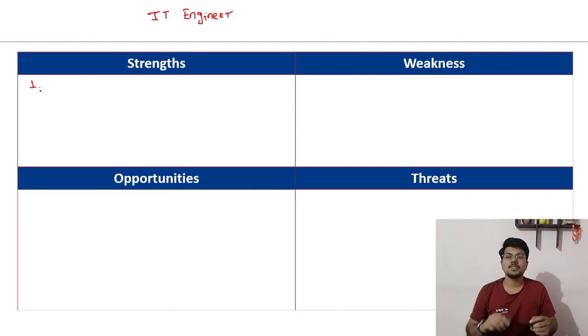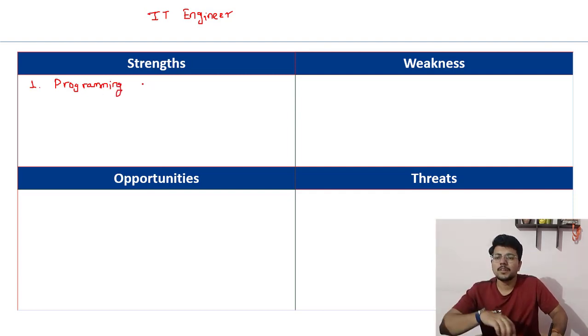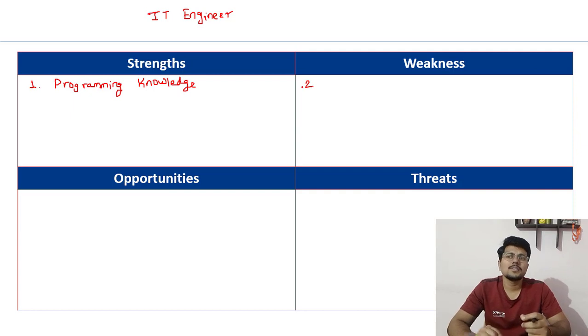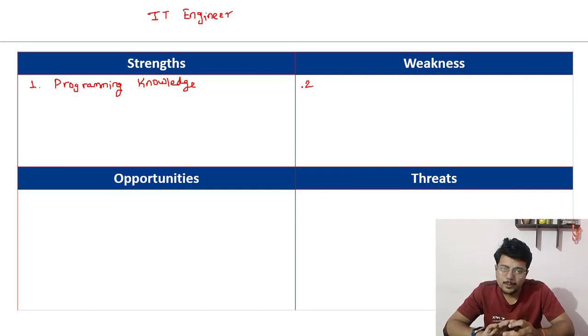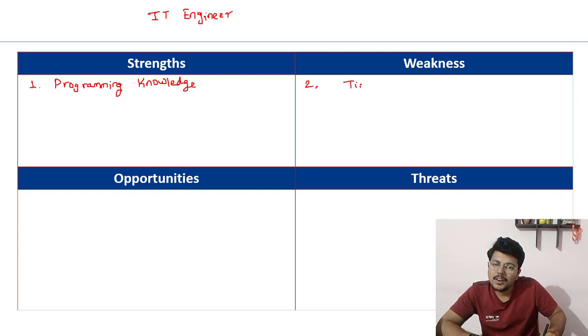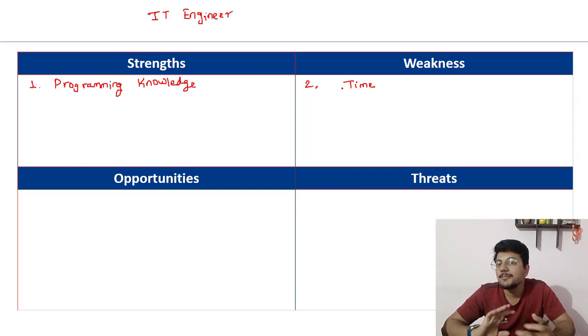So let's say the languages or the programming part of that student is really great. So that is his strength, right? So we can write programming knowledge, right? What are the weaknesses? So maybe the weakness is there is some advanced tool or some methodology which that candidate doesn't know, or though the programming knowledge is really great, the time required for that person to do this programming is really more. So that might be a weakness for that person where he or she wants to improve.